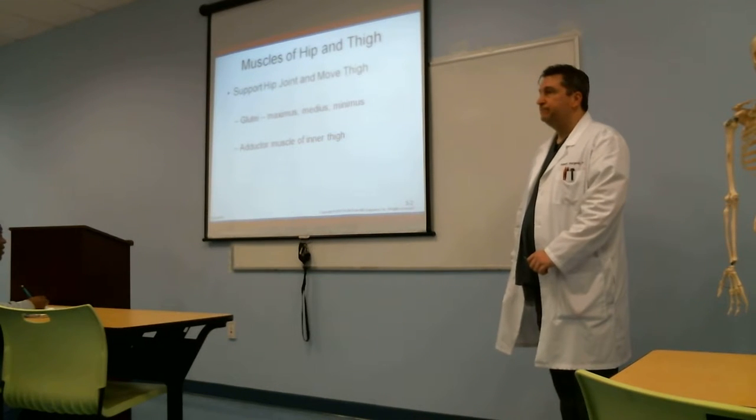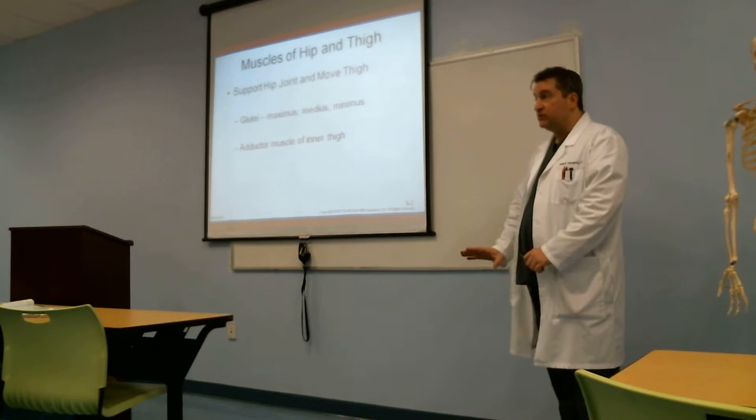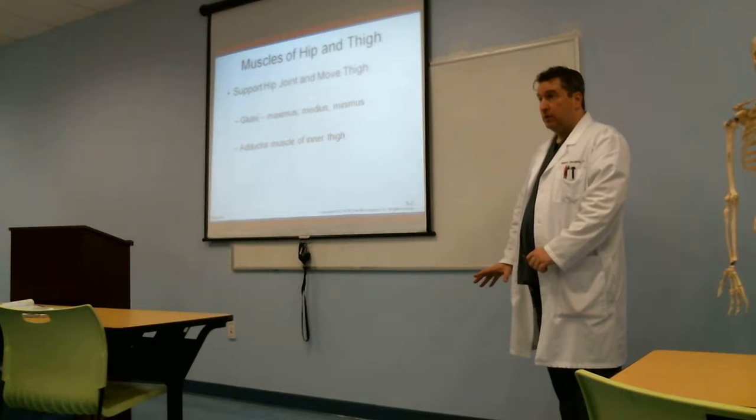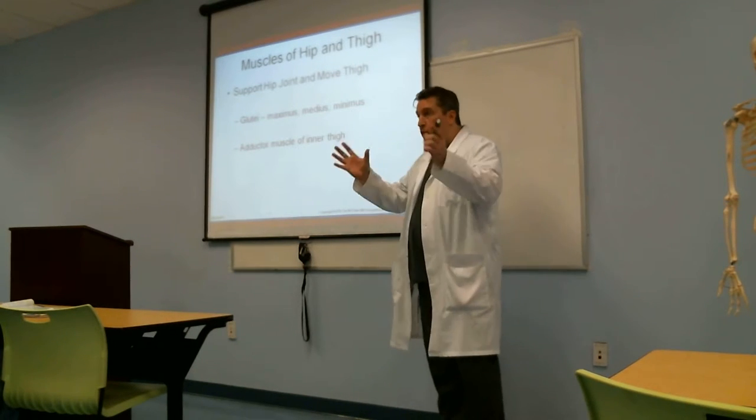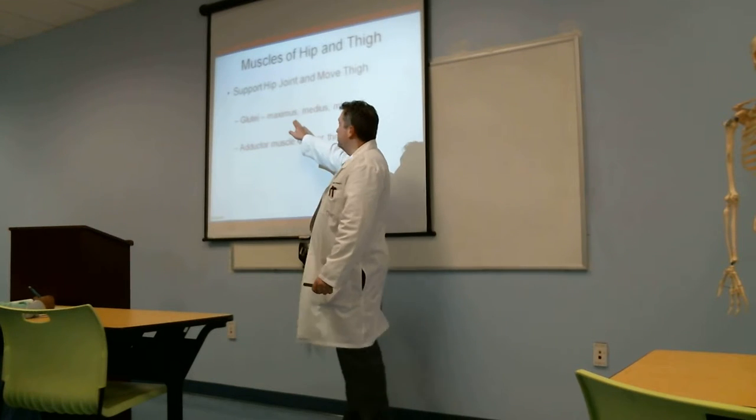The gluteus minimus. The maximus is the big one. These are all muscles of the butt: gluteus maximus, gluteus medius, gluteus minimus. But the big main one of the butt is the gluteus maximus.